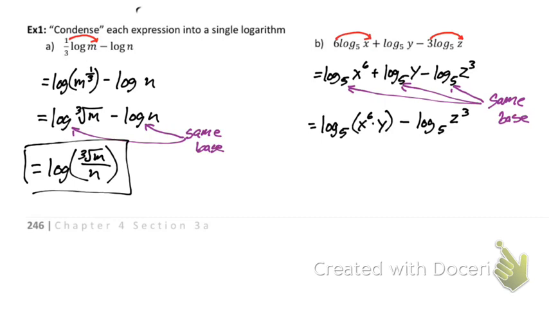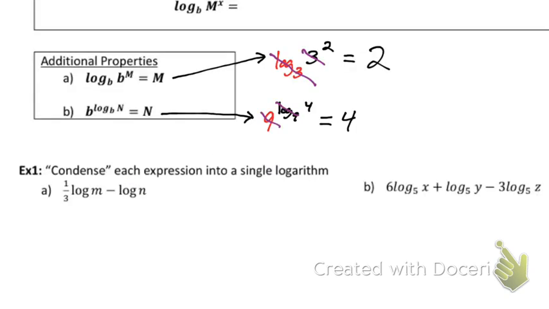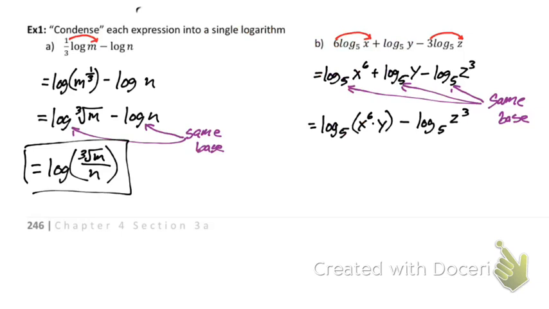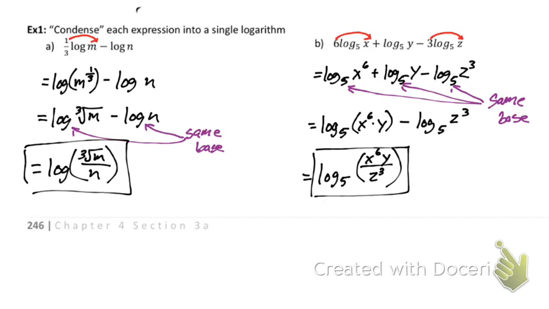Took care of exponents, took care of left to right. Now I just have that negative sign in there. That negative sign tells me I'm going to use the division property, or quotient property, which tells me if I have a subtraction, I'm going to divide my arguments. So we are just going to have, in the end, log base 5 of argument 1, which is x to the 6th times y, over argument 2, which is z cubed. We can't simplify any further. That is a condensed expression.